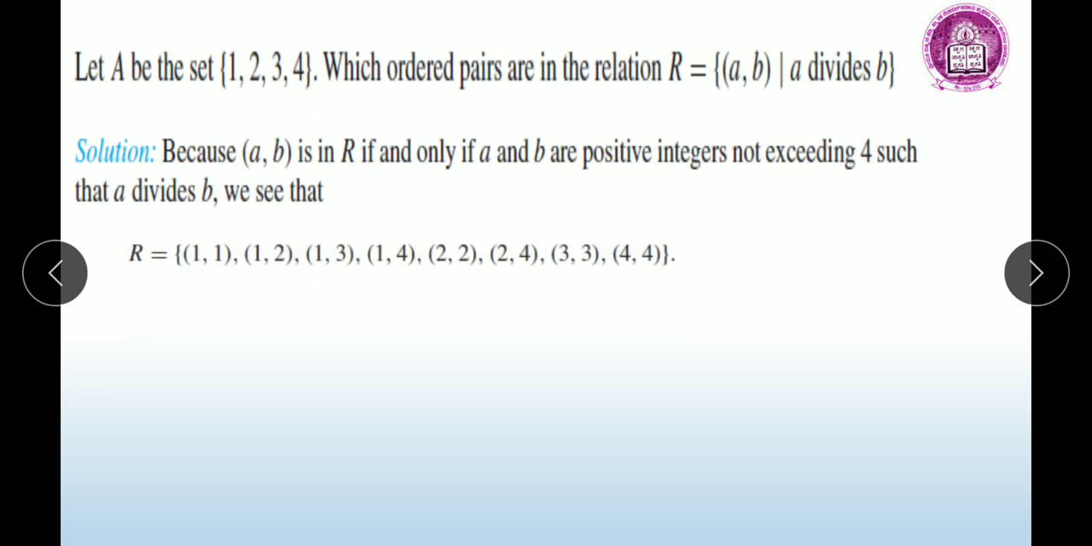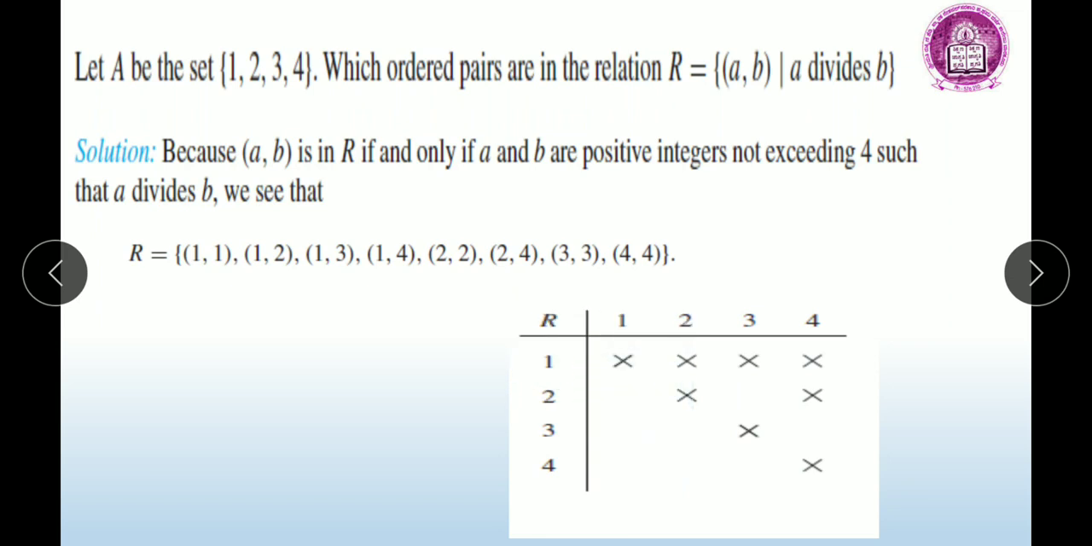2 divides 2 and 2 divides 4. So (2,2) and (2,4) are there. Then 3 divides 3, so it is there. Then 4 divides 4, so (4,4) is also there. And these are the only ordered pairs that belong to this set R.